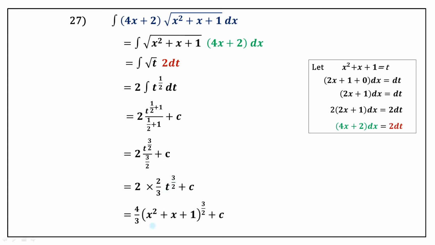So you get 4 by 3 into t is (x square plus x plus 1) the whole to power of 3 by 2 plus c. Now let's see what we have here in the next problem. So (x plus 1) into (x plus log x) the whole square by x.